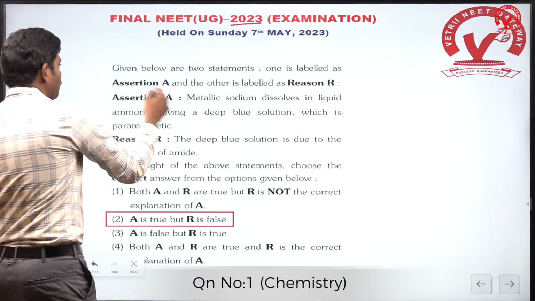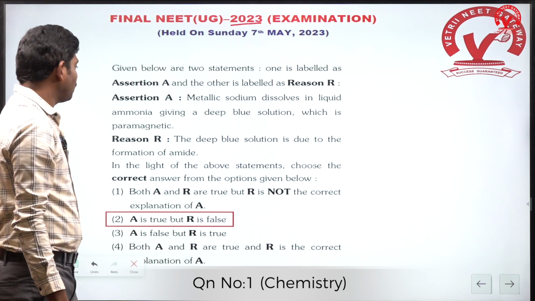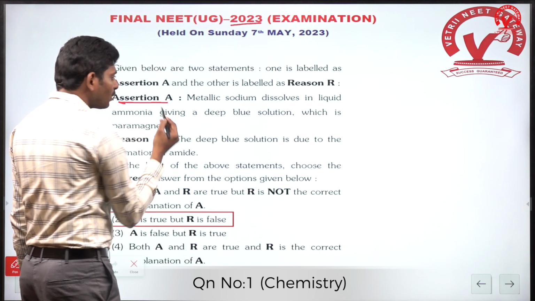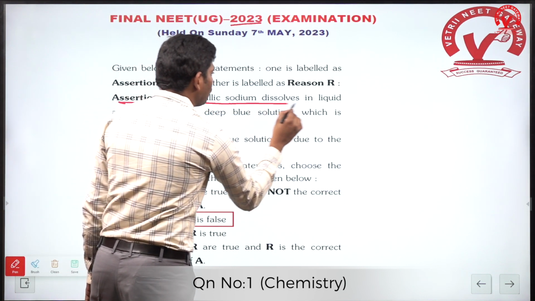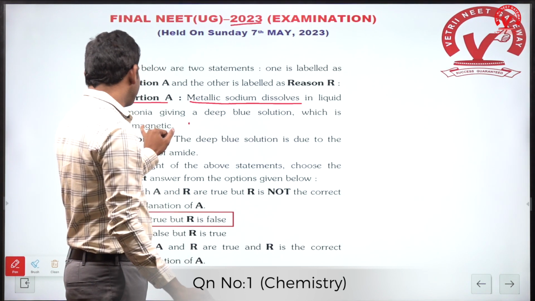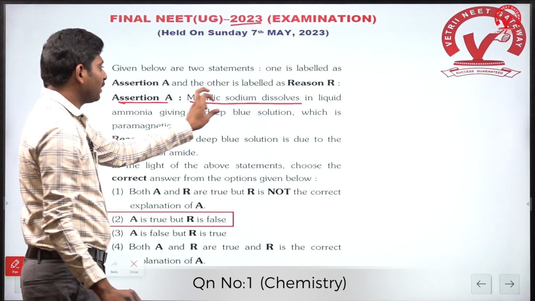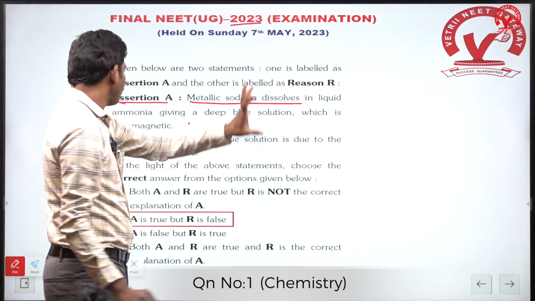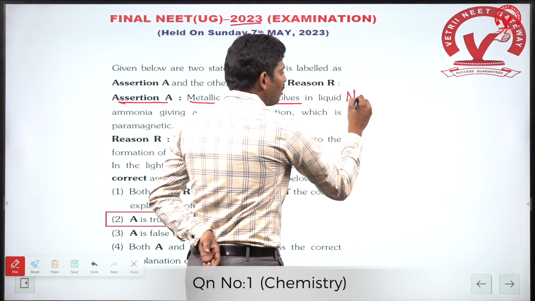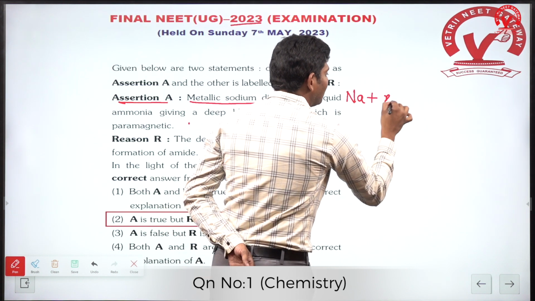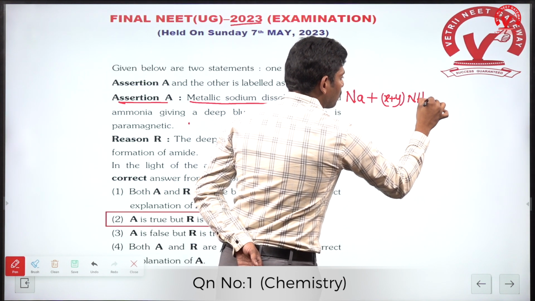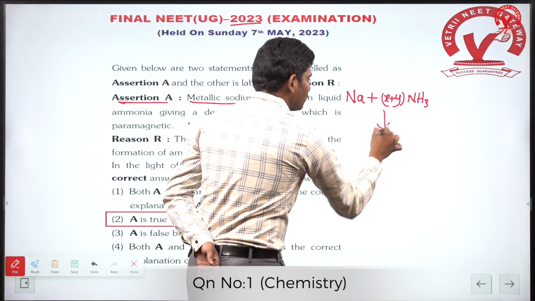So first, this is the question. So assertion reason type question it is. So first, the assertion you can read. Metallic sodium dissolves in liquid ammonia giving a deep blue solution which is paramagnetic. So first, metallic sodium dissolves in liquid ammonia, what happened? So it will change like this.